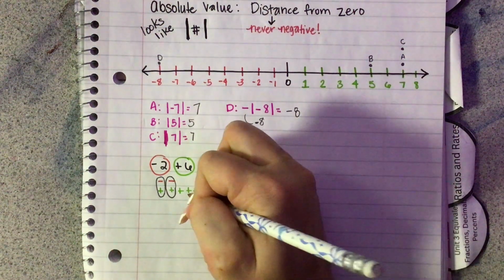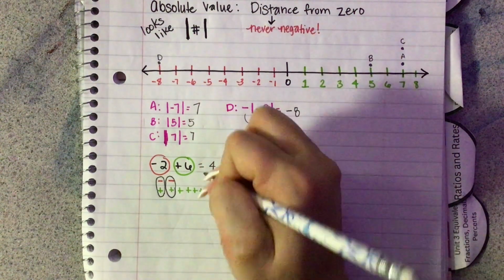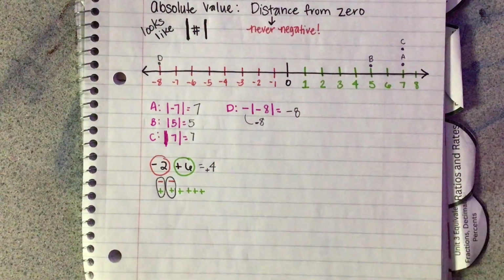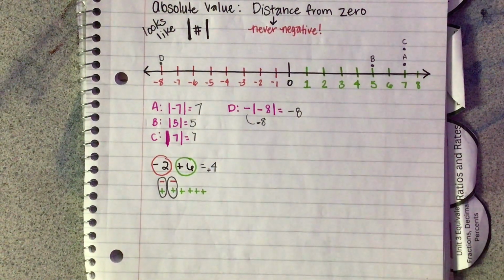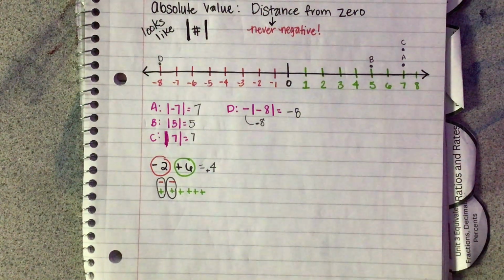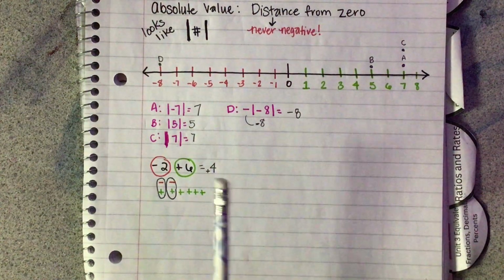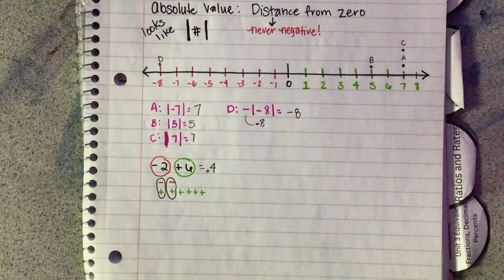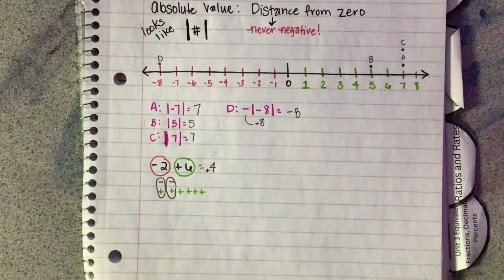And I have 1, 2, 3, 4 positives. So if you want to put a +4 for your brain, you're welcome to, but it's not required. Negative numbers have to be identified. Positive numbers do not. It's automatically implied.